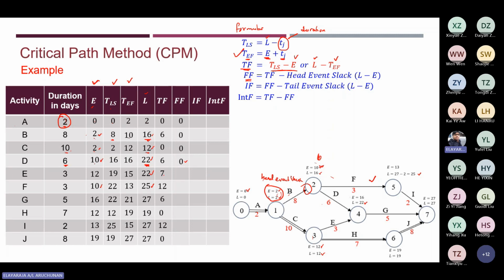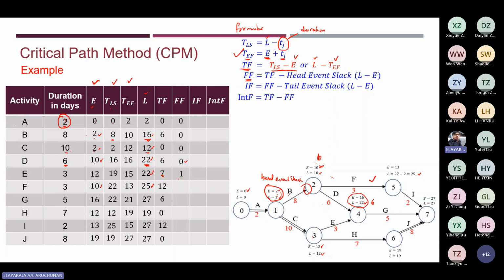And then activity E. Activity E is here. For activity E, again, we have the total float, which is 7. Then you need to look up the head event slack. So this is the head event slack. It's 22 minus 16, you get a 6. But here it is 7. So 7 minus 6, you get a 1.